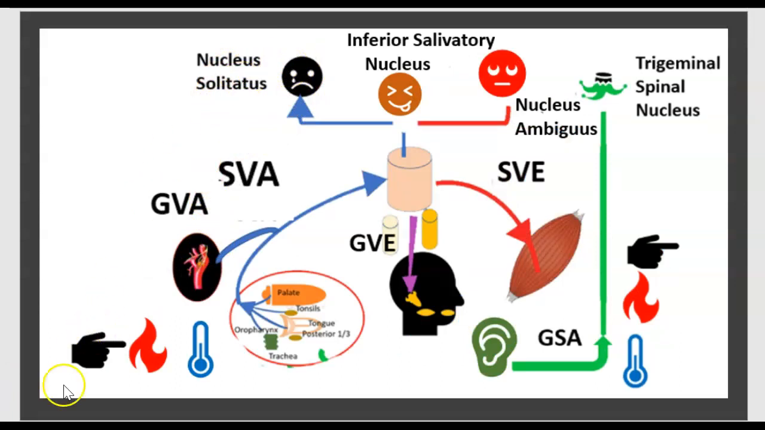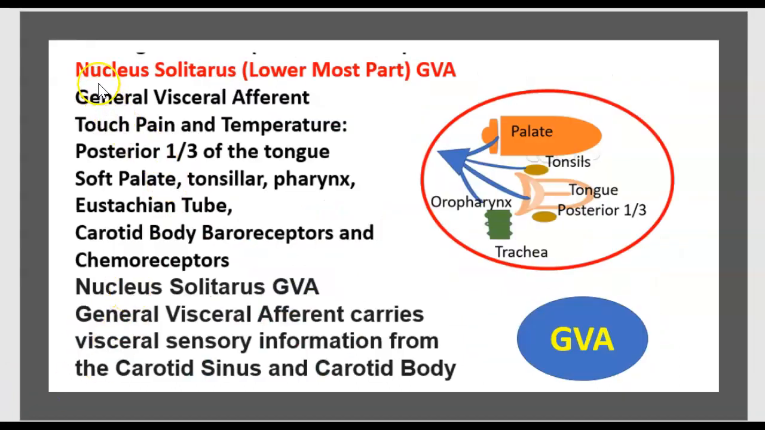Nucleus solitarius. In nucleus solitarius, there are two parts, a lower part and an upper part. Here we are talking about the lowermost part, GVA, general visceral afferent. Touch, pain, and temperature from the posterior third of the tongue, soft palate, tonsil, pharynx, eustachian tube, carotid body, baroreceptor, and chemoreceptor. The nucleus solitarius GVA, general visceral afferent, carries visceral sensation information from the carotid sinus and carotid body.